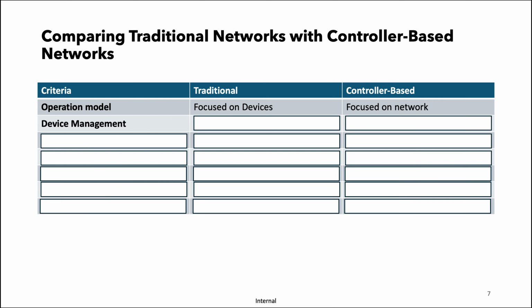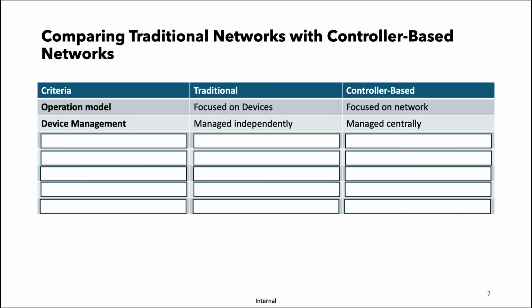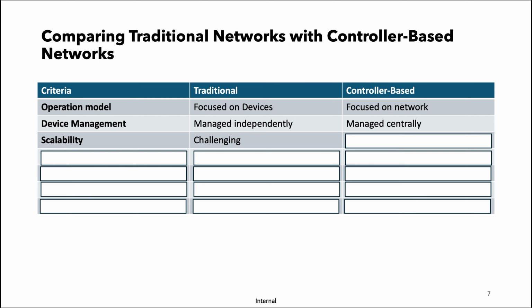Device management in traditional network is that each network device is managed independently, as I said, whereas in controller-based network all devices are managed centrally through the controller. Scalability in traditional network can be challenging. As the number of network devices increases, the complexity of the network grows. Whereas in controller-based network, scalability is easier, as the controller provides a centralized management interface that can manage a large number of network devices.